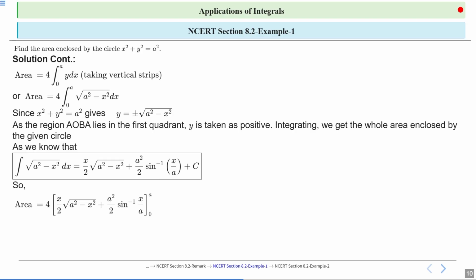So area is 4 into x by 2 root under a square minus x square plus a square by 2 sine inverse x by a. And as you can see here, we don't take the constant of integration because we have to find the value of the antiderivative, not the indefinite integral. What is the difference between antiderivative and indefinite integral? The only difference is that in the indefinite integral there is a constant of integration. So now to find the value of this area, we apply the second fundamental theorem of integral calculus.